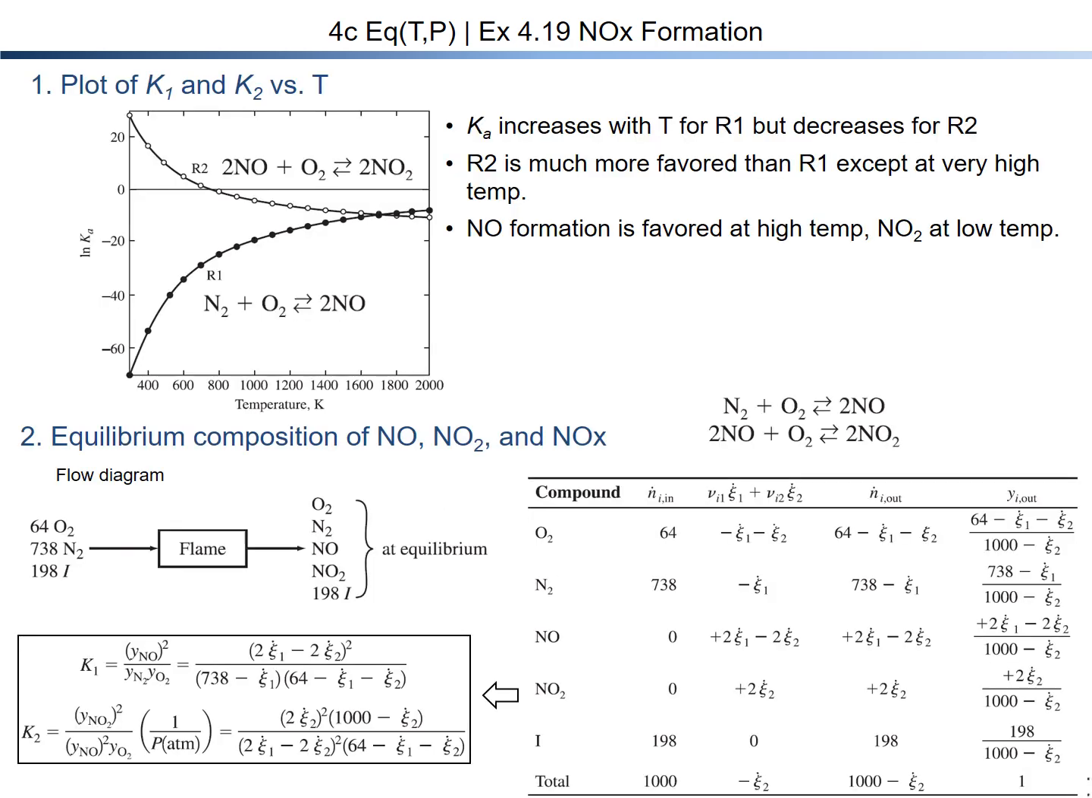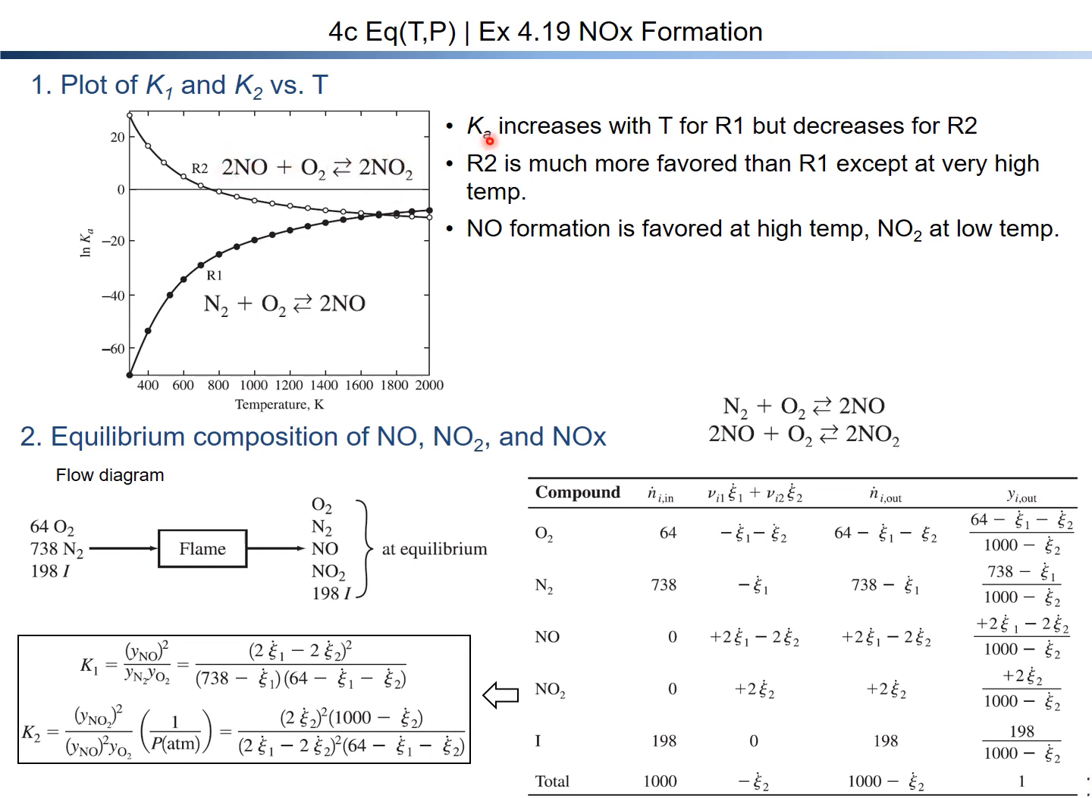The first question is about plotting K1 and K2 versus temperature. The temperature functions of K1 and K2 are given to you, and you just plot them using some software or something like that. This is for reaction 1, NO formation, and this is reaction 2, the NO2 formation from the NO.